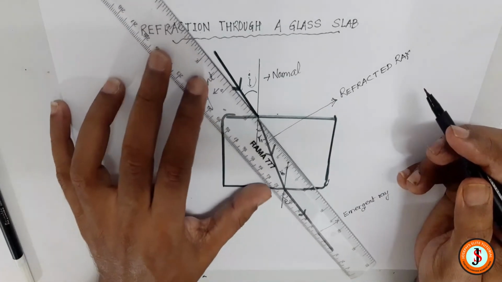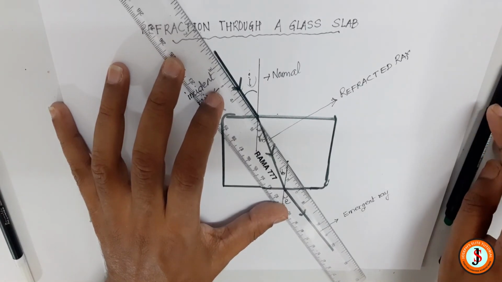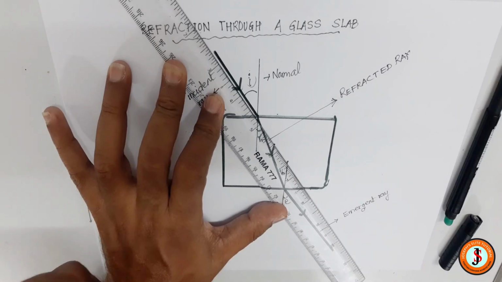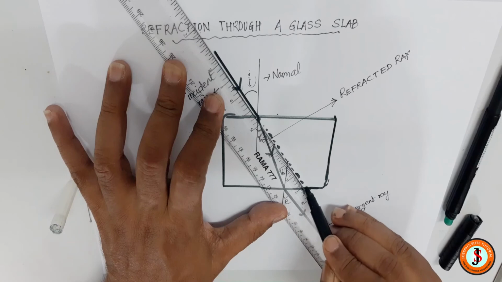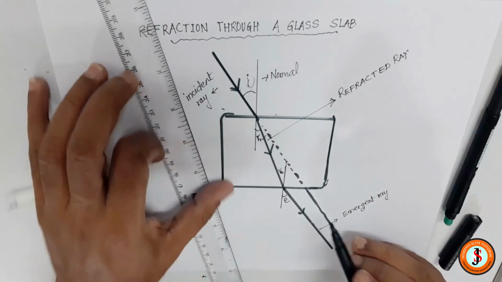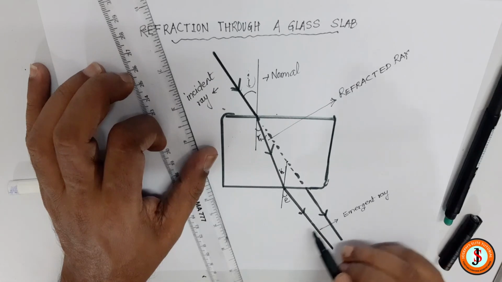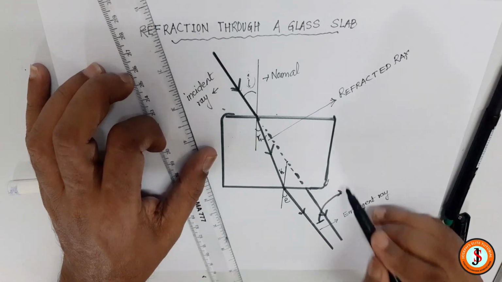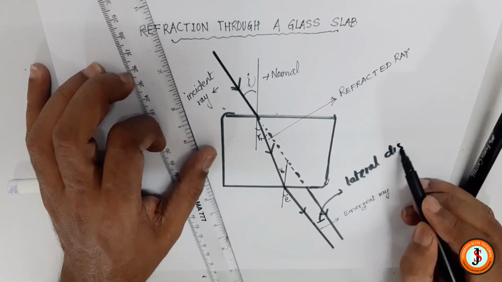Also remember, if I extend this incident ray, if I produce it, there is a very unique thing happening. If I extend it through a dotted line, the very unique thing is happening. The emergent ray and the incident ray produced will be parallel, and the distance between them is called lateral displacement.